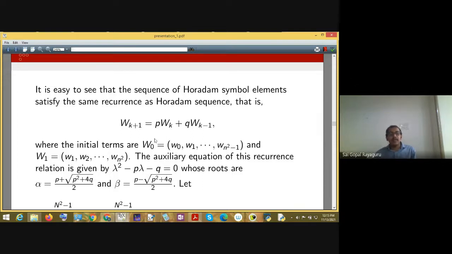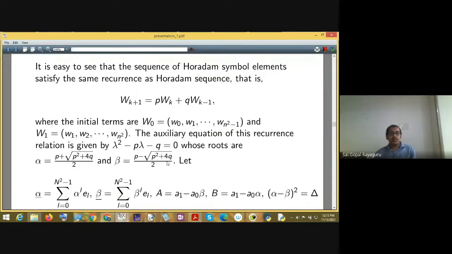With this capital W_0 and capital W_1, the same recurrence holds for the Horadam symbol elements also. And since the recurrence relation holds, we can have the characteristic equation lambda square minus p lambda minus q is equal to 0, for which the roots are obviously alpha and beta, the same as the roots of the characteristic equation corresponding to Horadam numbers, because both recurrences are the same.